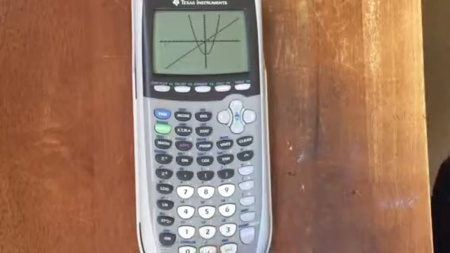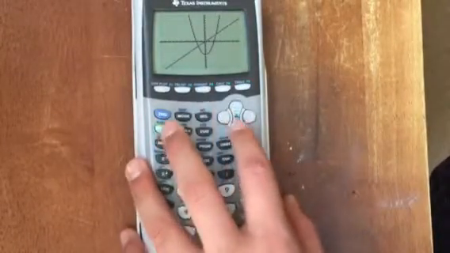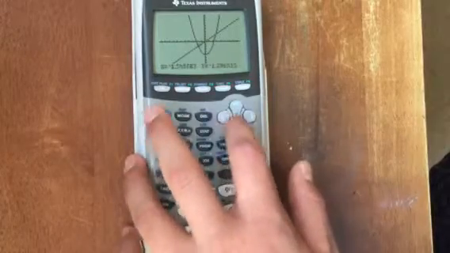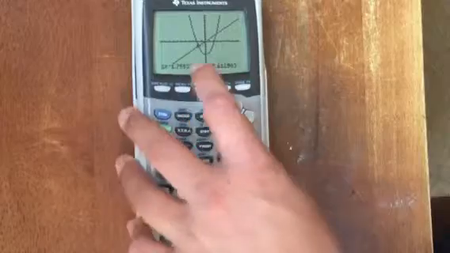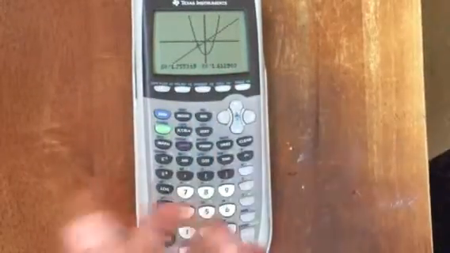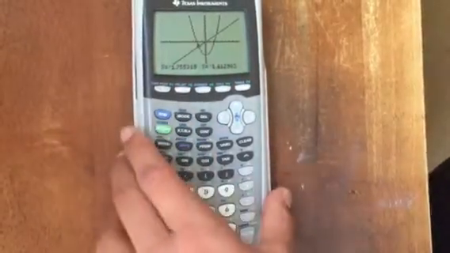Now, algebraically, we could solve for this and figure it out, but that would take a long time. And then we could also kind of just take a look and guess that it's going to be about negative 1.7, negative 1.6. So let's just keep those in mind for right now.